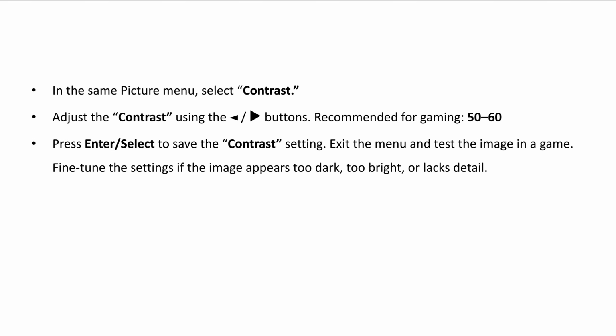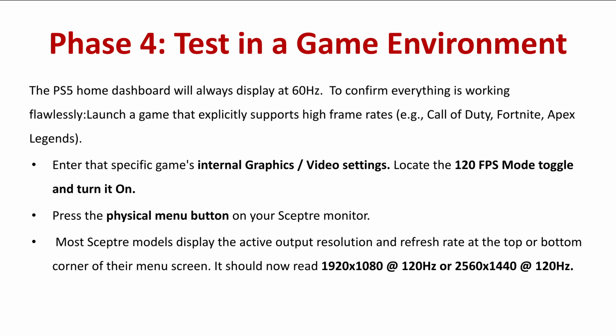In the same Picture menu, select Contrast. Adjust the contrast using the arrow buttons; recommended for gaming is 50-60. Press Enter or Select to save the contrast setting. Exit the menu and test the image in a game. Fine-tune the settings if the image appears too dark, too bright or lacks detail.